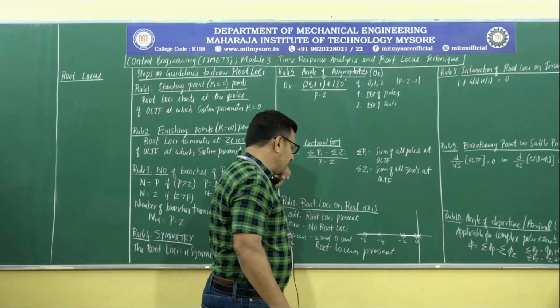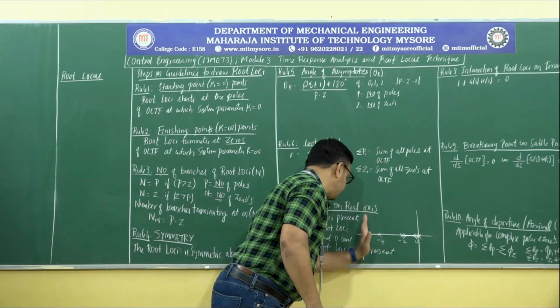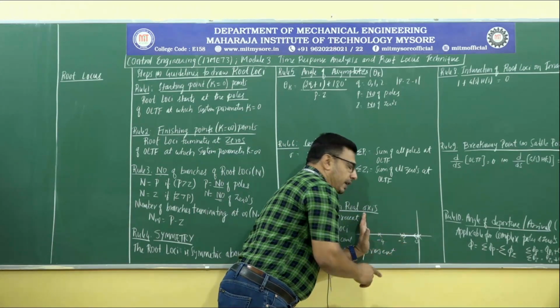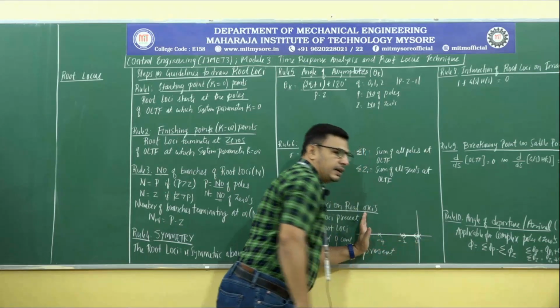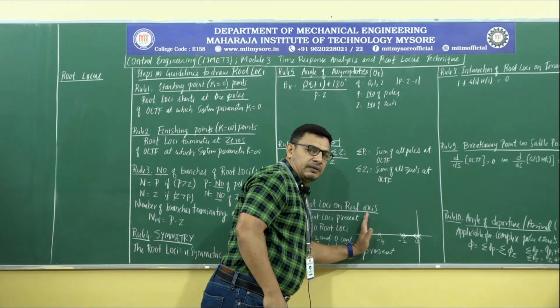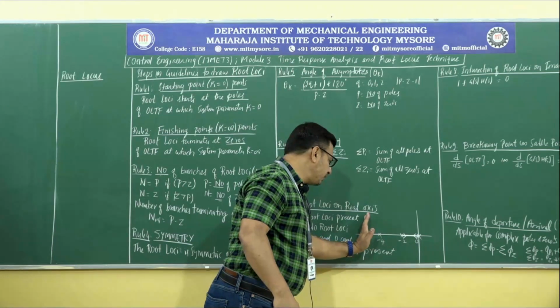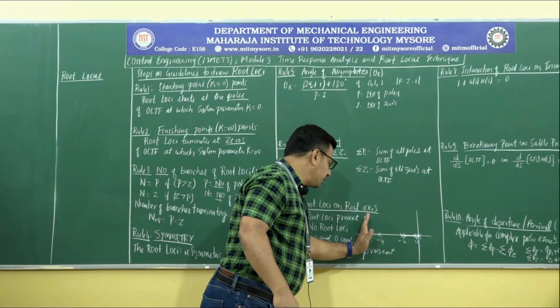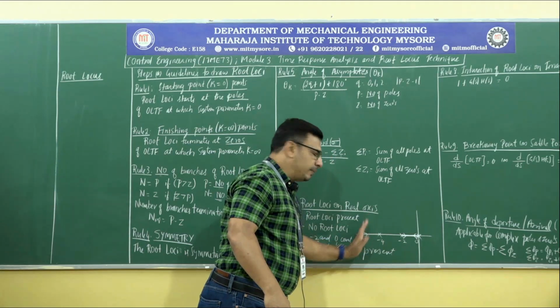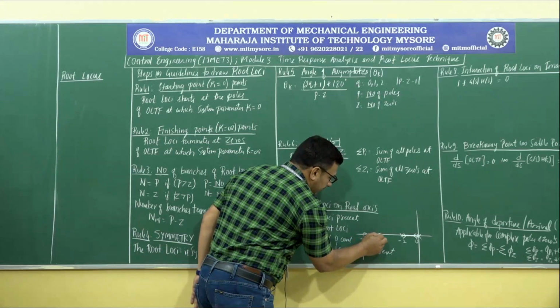Then similarly, come to the next point, minus 6, where there is a 0. Look towards your right: 1, 2 and 3. So the count is 3. Irrespective of whether it is a pole or a 0, you have to take the count. The count is 3, which is odd, so the branch of root loci will exist between minus 6 and minus 4.